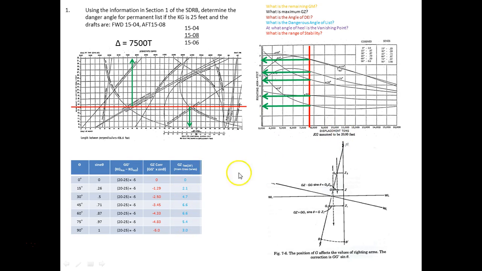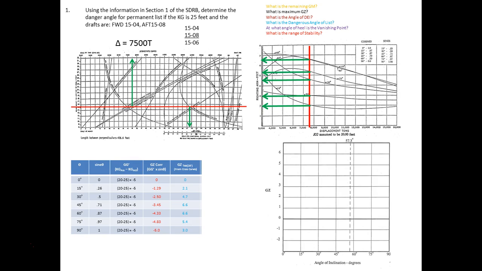These GZ values are the ones plucked directly from the cross curves. So what do we have now? We have our angles of inclination. We did a sine function on all those angles. We have our change in the center of gravity, which is a negative value, so that we end up with a negative GZ correction, and then this is the actual GZ that we had for 20 feet. That was a lot. Let's plot.